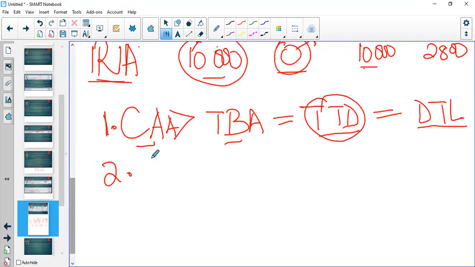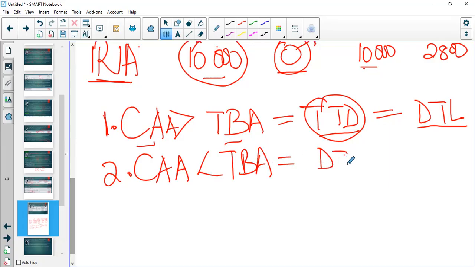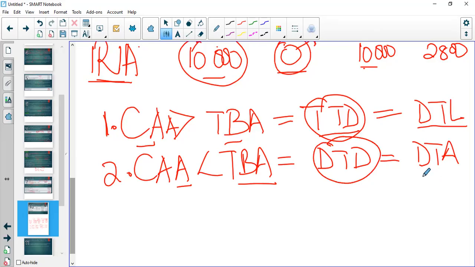Rule number two: if the carrying amount of an asset is less than the tax base of the asset, the difference is a deductible temporary difference, and it leads to a deferred tax asset. So for now, these are just rules. And I want to say to you that this concept of deferred tax is a bit difficult for many students.